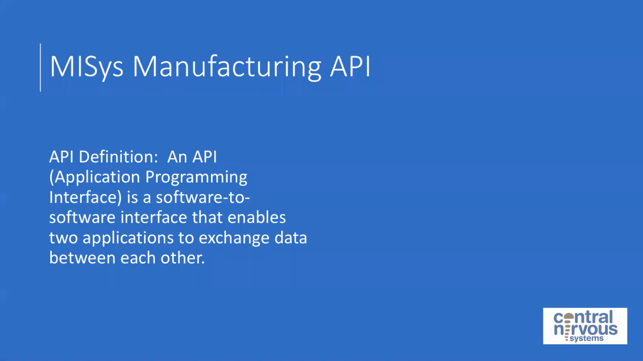What is an API? API is application programming interface, for anybody who doesn't know. It's a software-to-software interface that enables two applications to exchange data between each other. Essentially, it's something that MISys made available so anybody who wants to write applications, like we do, that trade information with MISys Manufacturing has a way to do that.